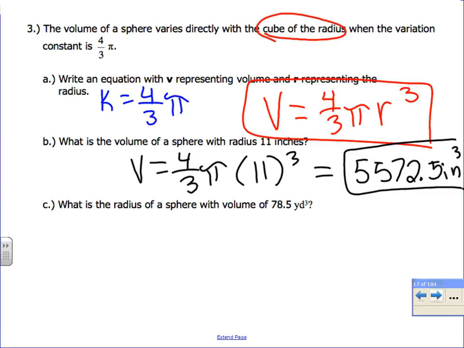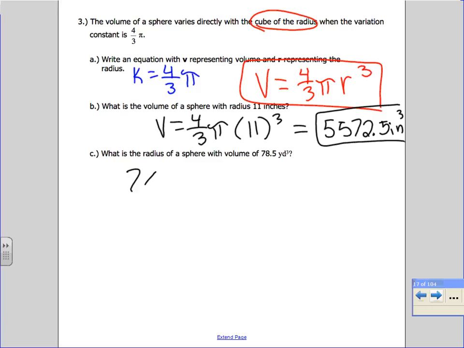All right, let's do C together, and then we're done. No, I said this is the last problem. If the bell rings and we're not done, we're staying here.